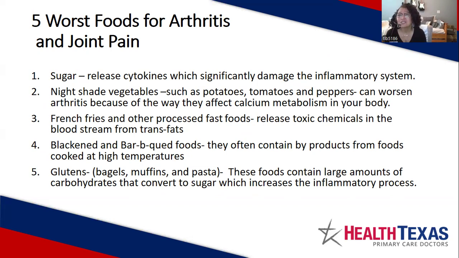French fries and other processed foods are things that we need to avoid. They release toxic chemicals in the bloodstream from the trans fats that they're prepared in. Blackened and barbecued foods often contain harmful products from the foods cooked at high temperatures. That also would then refer to things like deep frying. Glutens, bagels, muffins, and pastries contain large amounts of carbs, which convert to sugar, which then in turn increases the inflammatory process. So the things that we should have are the healthy vegetables, and the things that we shouldn't have are fast foods, blackened foods, lots of carb foods like pastries, muffins, cakes, cookies, and pies.